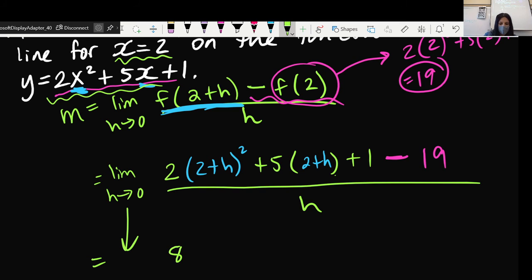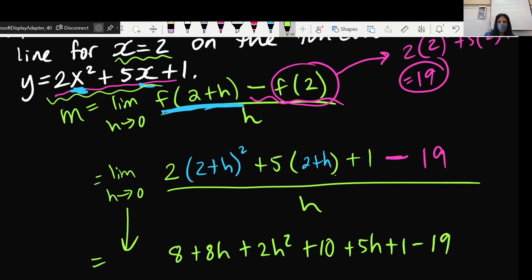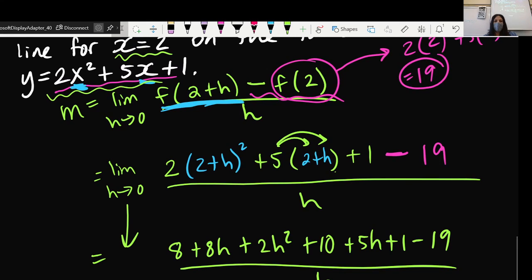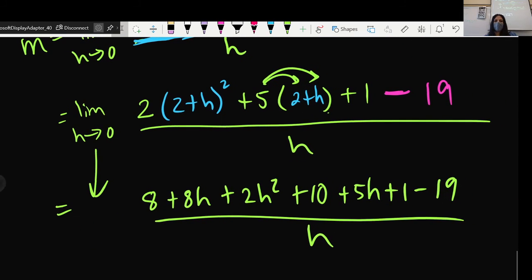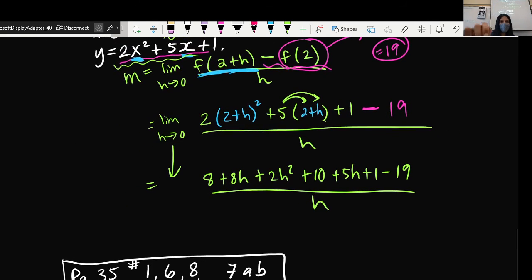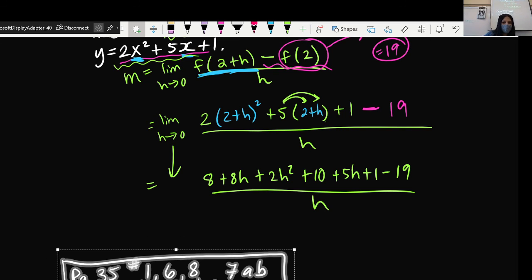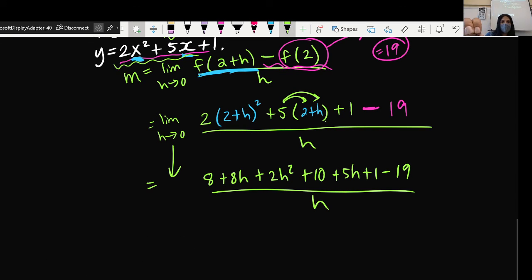But we would get 8 plus 8h plus 2h squared plus 10 plus 5h plus 1 minus 19. When we expand all this out, we FOIL that out and then distribute the 2. This is what we end up with, all over h. And again, you should start to see a pattern where we're able to get rid of the h. So if that's not quite happening, then you probably want to go back and double check your work.